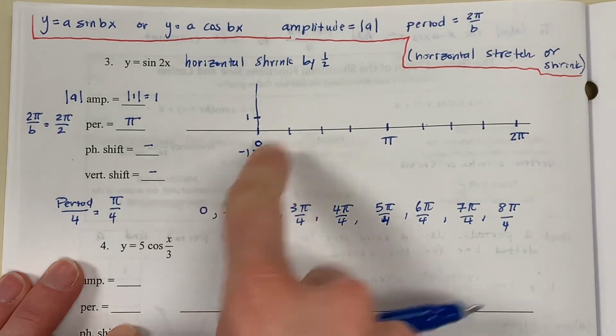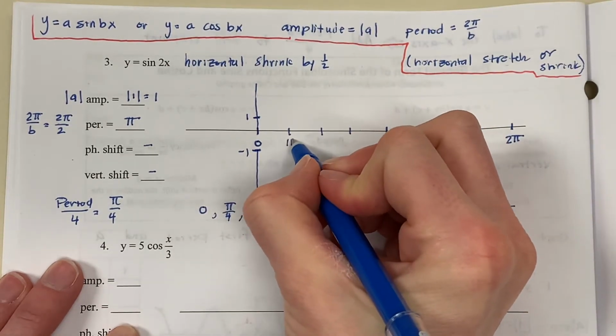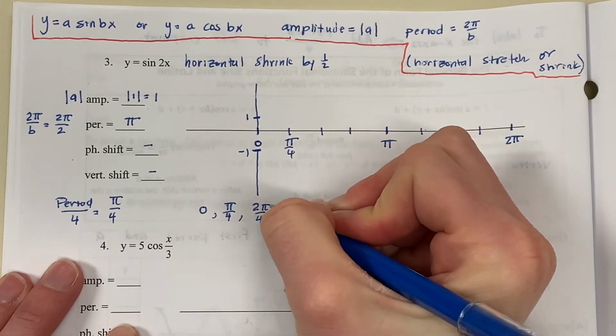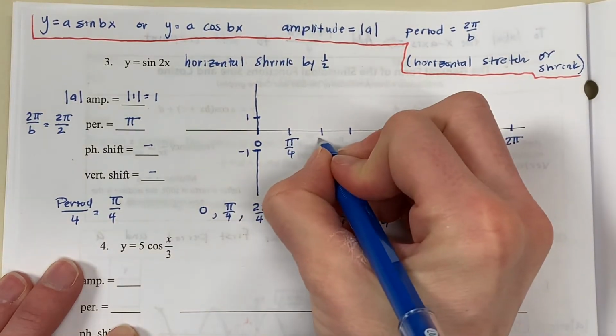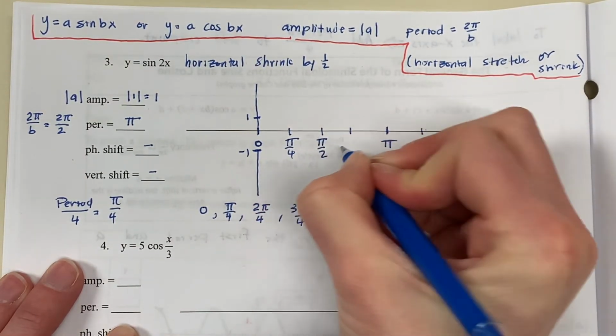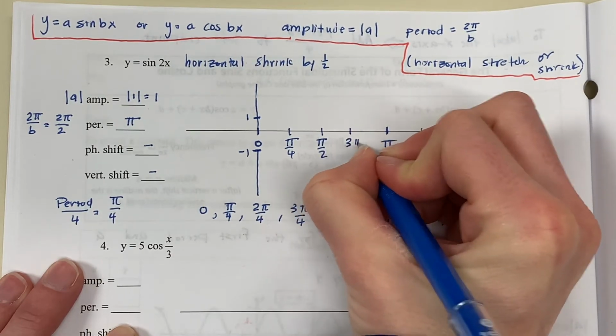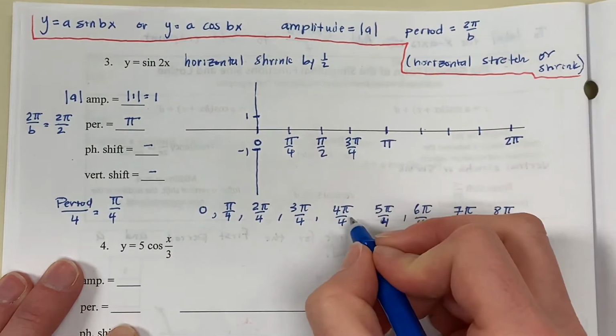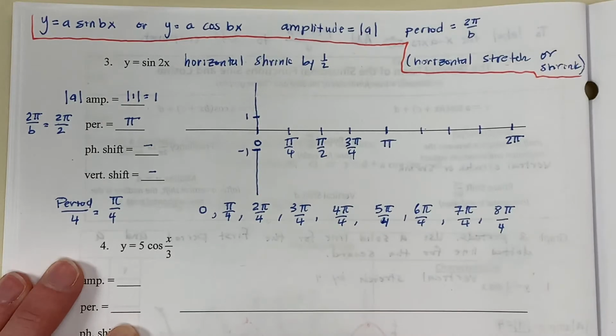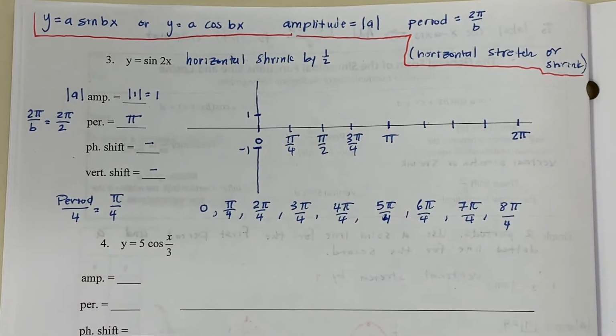So I start at 0. I have pi over 4. 2 pi over 4 simplifies to pi over 2. Then 3 pi over 4, and 4 pi divided by 4 is pi. That is my first period.